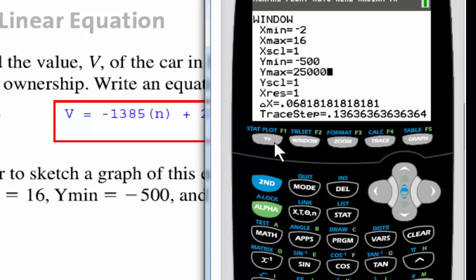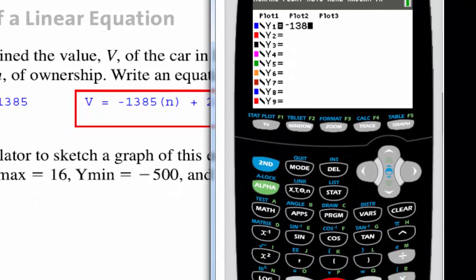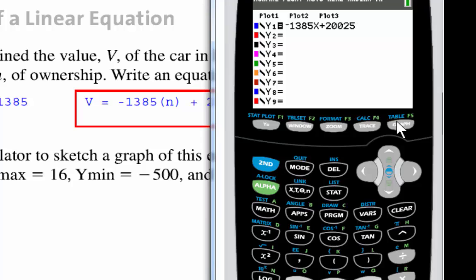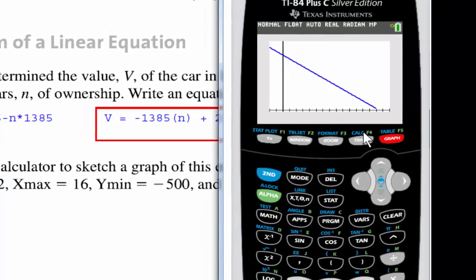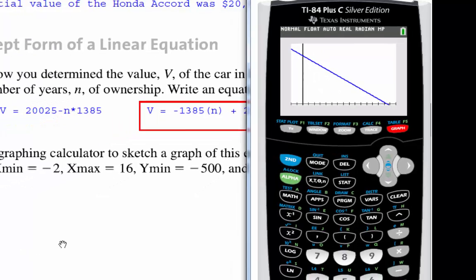Okay, so I've set up my window, and now we're in a graph, so press the y equals key, that -1385, or -1,385, times x, here's the X key, plus the $20,025. Okay, so that's what we're going to graph. That's coming from this red box, right? Negative 1385 plus 20,025. I press graph, and there's our curve. So for part 7b, we'll just maybe sketch a copy of this graph by hand in this area here.